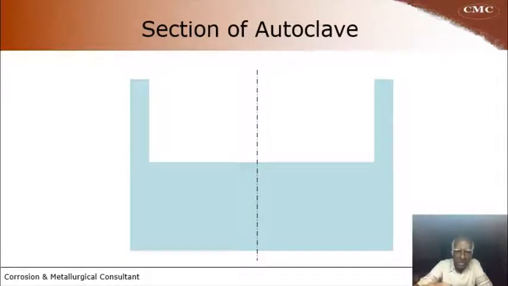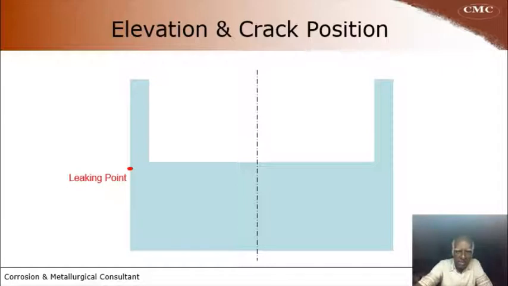This is a section of the autoclave. You can call it elevation of the autoclave. This is the thick wall, and this is the thick bottom. All are very thick because they have to hold the pressure. This is the leaking point, and it is conforming to somewhere in the middle of the autoclave.